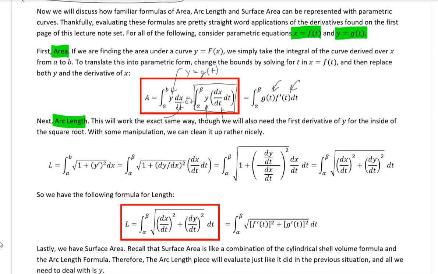If you're doing arc length, remember that we have the formula for arc length given to us as this, from a to b, the square root of 1 plus y prime, or the derivative of y, squared, dx. Well, y prime we consider as dy dx, and we can replace dx using the same trick we did before. And dy dx, from the first page, the derivative of y with respect to x, if I do that with parametric, I have dy dt over dx dt. That's the first derivative.